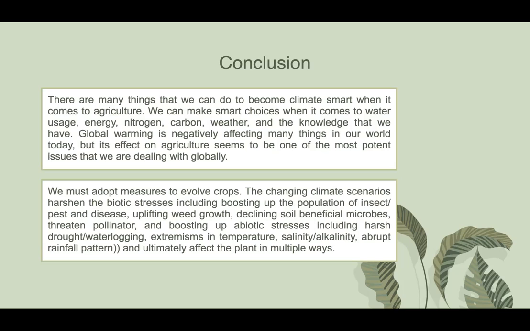The changing climate scenarios harshen the biotic stresses, including boosting up the population of insect, pest, and disease, uplifting weed growth, declining soil beneficial microbes, threatened pollinator, and boosting up abiotic stresses, including harsh drought, waterlogging, extremes in temperature, salinity, abrupt rainfall patterns, and ultimately affect the plant in multiple ways and their production.